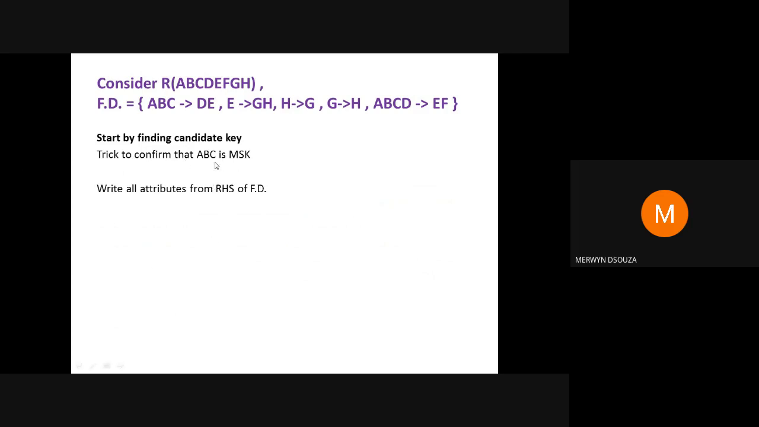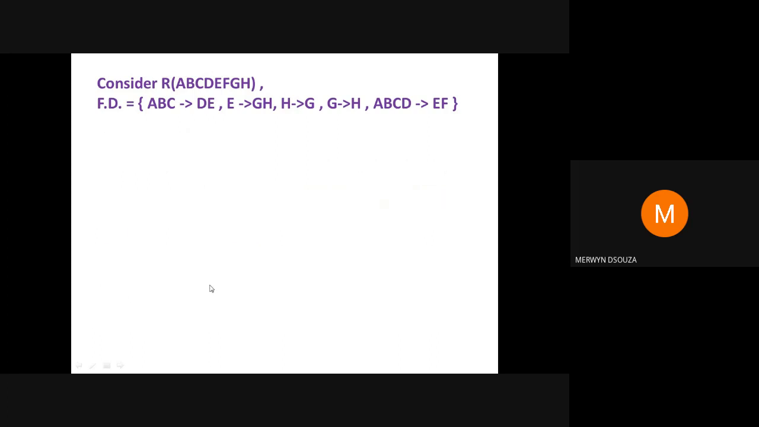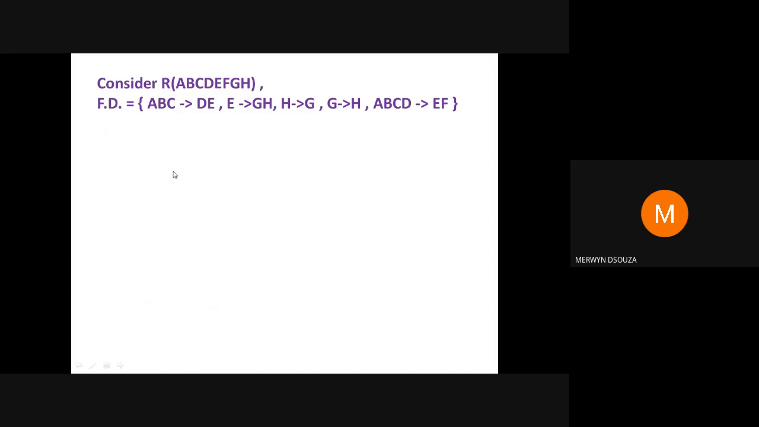Now, there's one trick to confirm whether what we have done is correct, whether this ABC is the minimal super key. You can just use this trick in your exams to confirm. It's not for finding candidate keys. If you're given a question to find a candidate key of this relation, then please follow the proper steps that I have explained previously. Do not use the trick that I'm going to tell you.